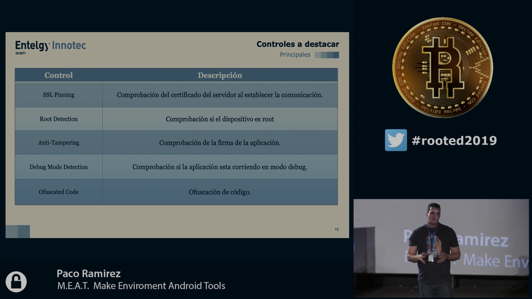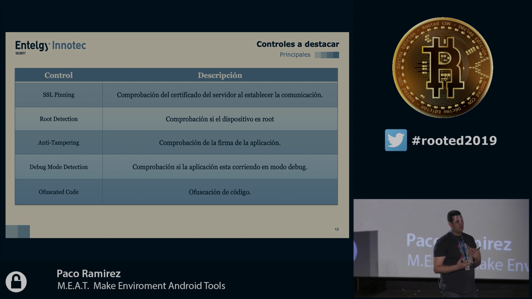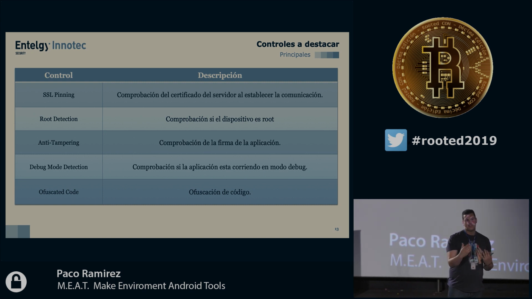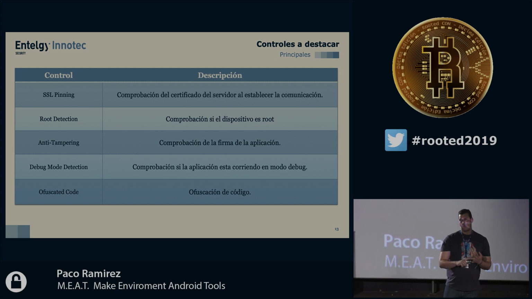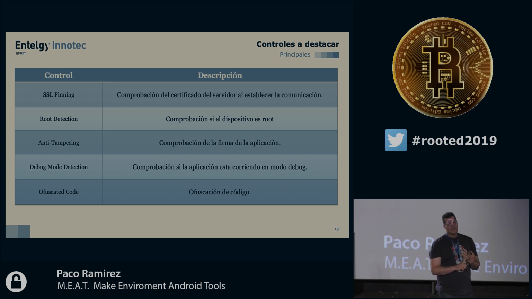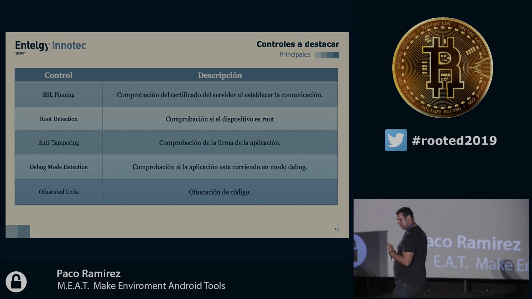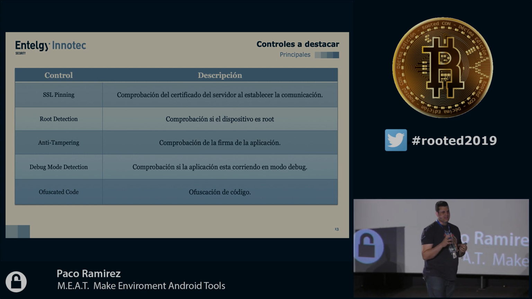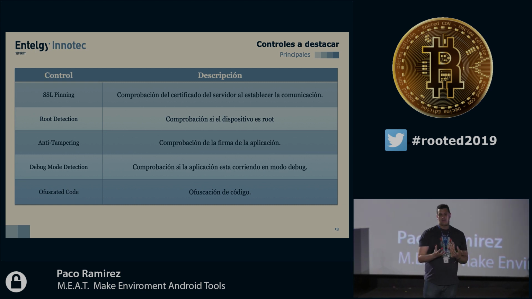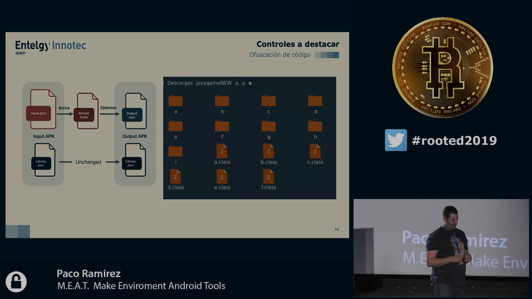So these are the main controls, but I would like to focus on 5 kinds of control. Why is that? If one application has these 5 controls, it will be difficult for us to continue auditing, because the auditor will have a lot of obstacles. So the first control is SSL pinning, root detection, anti-tampering, debug mode detection, and obfuscated code. And also anti-tampering. Anti-tampering is a verification unit to verify that the unit will not be modified.